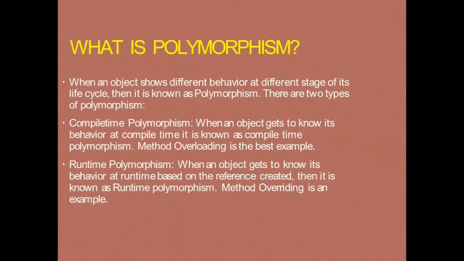Runtime polymorphism: when an object gets to know its behavior at runtime based on the reference created, then it is known as runtime polymorphism. And the best example is method overriding.